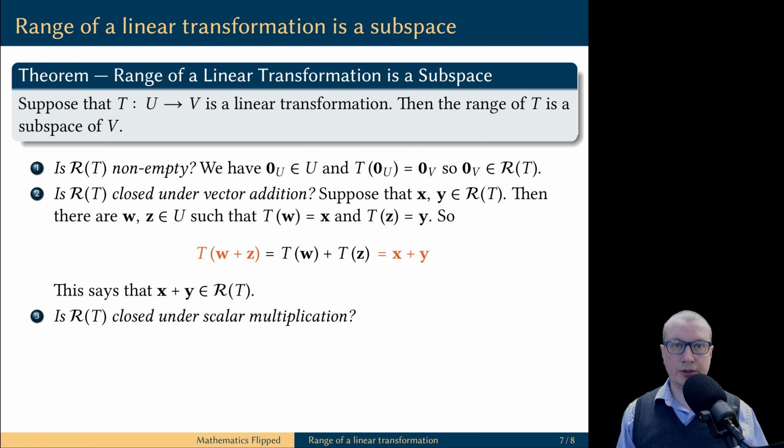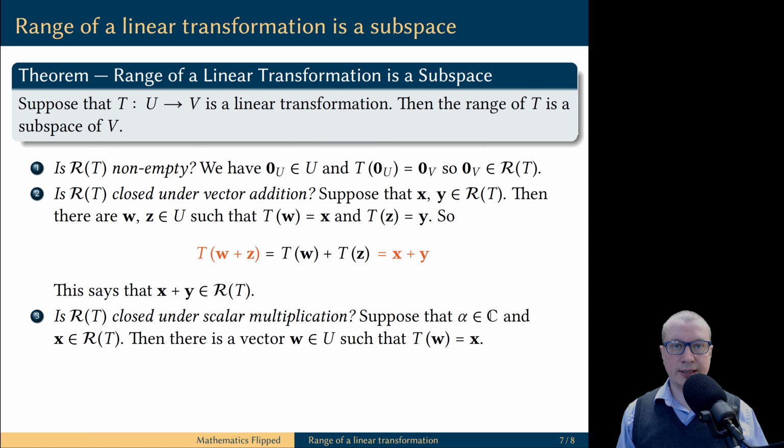Third, let's show that the range is closed under scalar multiplication. For this, let's take an arbitrary scalar alpha and any vector x from the range. Because x comes from the range, there must be an input w in the domain so that the value of t on the vector w is the vector x. Then, let's compute the value of t on the vector alpha w.